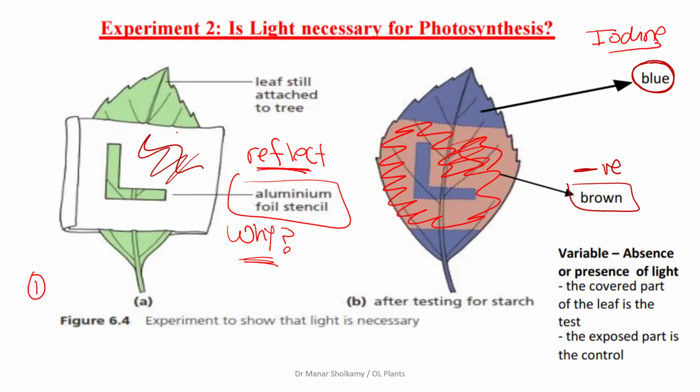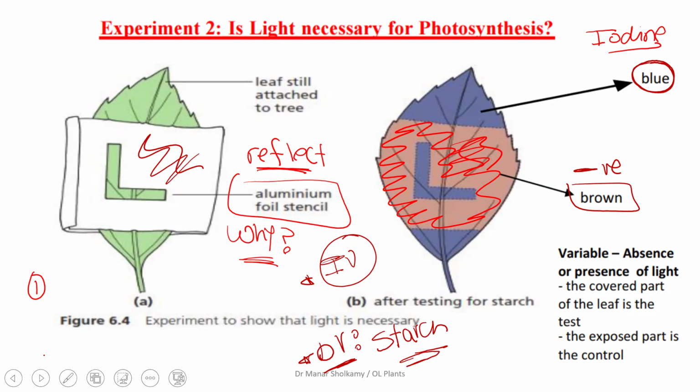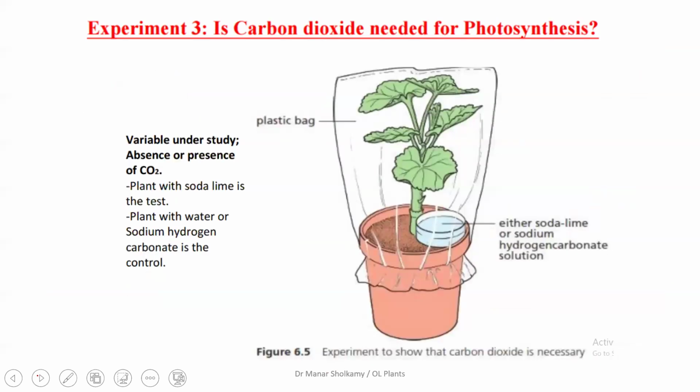Now, if they're asking you for the independent variable here, what's the independent variable? What are we testing for, the presence or the absence of? Right. Light. And the dependent variable, the results, will be the presence or the absence of starch. We will see if starch is present or not. Okay, please make sure you understand. I don't want you to memorize anything.